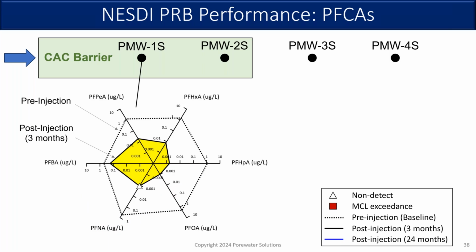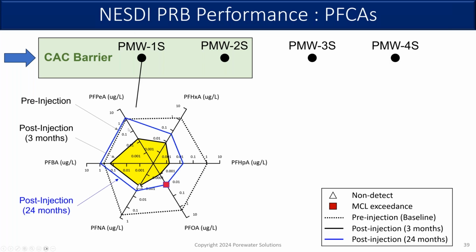And the carboxylates, we see something pretty similar. The only difference is PFBA and PFPeA, which we know don't absorb as strongly to carbon as longer chain carboxylates and the sulfonates. We do see PFBA came down a little bit, but if we look at 2 years, we see at the 5-foot well, we do see breakthrough of PFBA and PFPeA after 2 years.